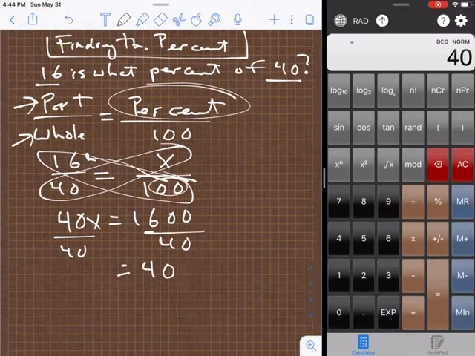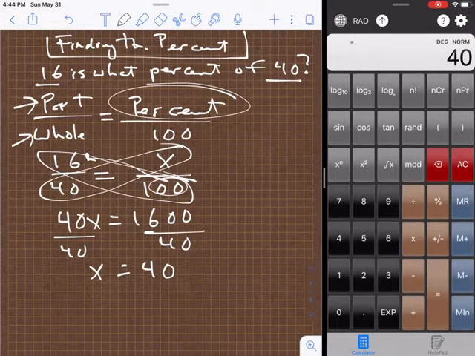So 16 is 40% of 40. All right, which kind of makes sense because if it's 40% of 40, if you divided 40 into 10 different parts, right? Each part would be 4, and each 4 would be 10%, right? So 10% would be 4, 20% would be 8, and then you'll get up to 16 if you do that.